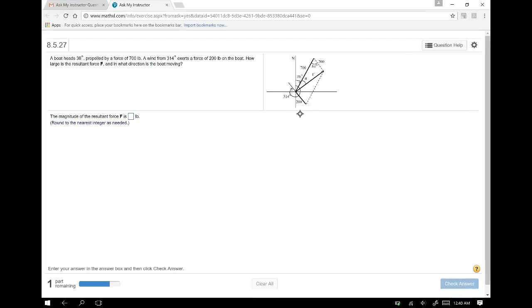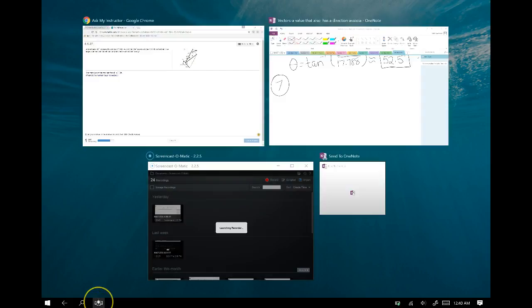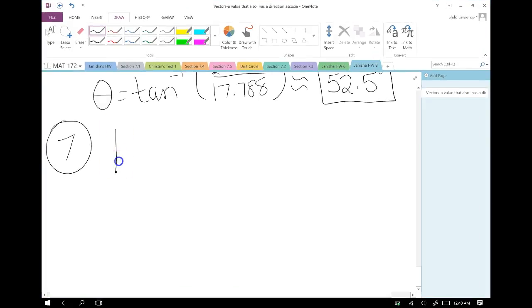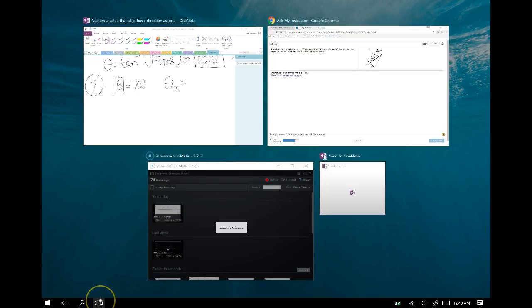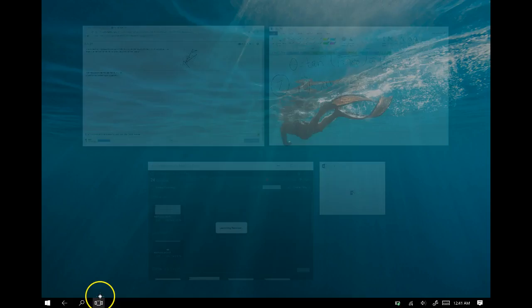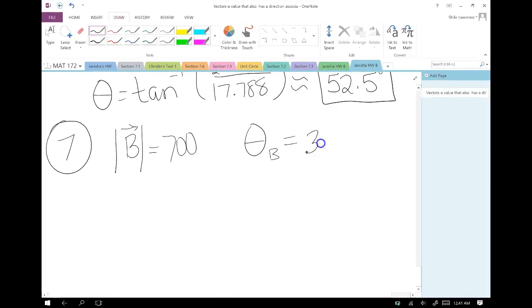It says a boat heads 38 degrees, propelled by a force of 700 pounds. I'm going to stop right there. That is a magnitude and a direction. So right now, I've got a magnitude for my boat of 700, and I've got an angle for my boat of 38 degrees.